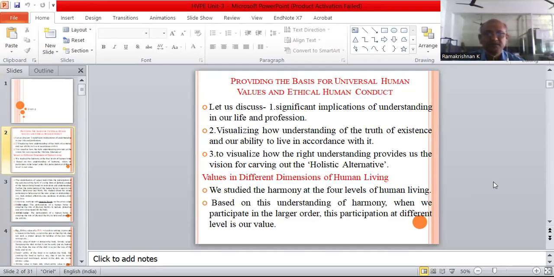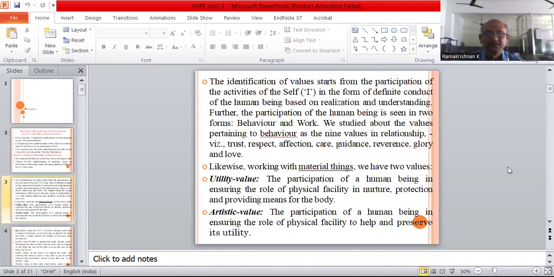We studied already the harmony at four levels of human living. As for the identification of human values, it starts from the self. It is the self-conduct, the definite conduct of the individual person. In this concern, we have two types of values: one is the utility value and the second is the artistic value.